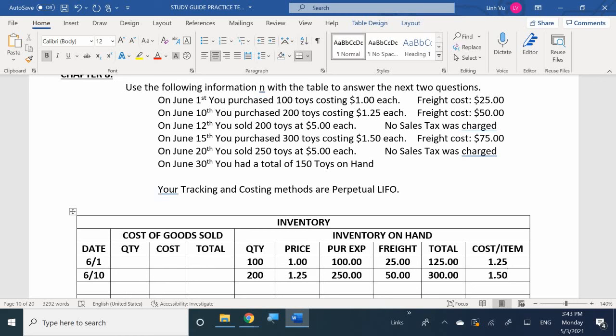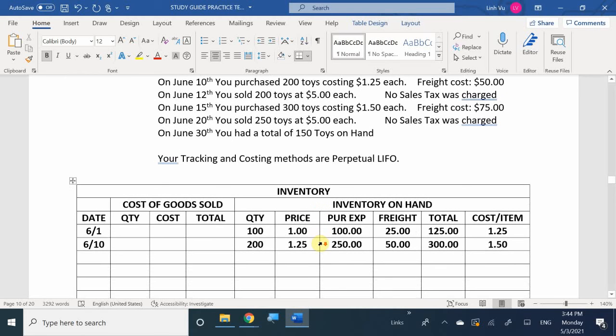However, what happened on June 12th? You sold 200 toys at $5 each. No sales tax was charged. Good. So we sold how many items? 200 toys. Okay. So now, what method are we using? Last in, first out.